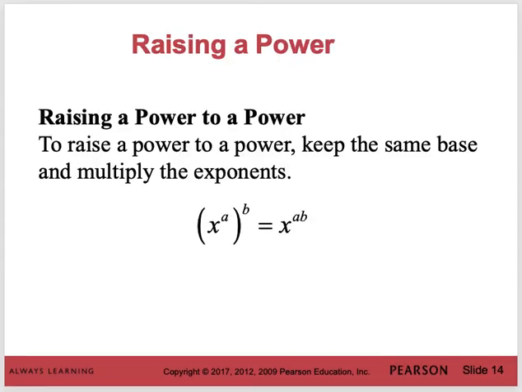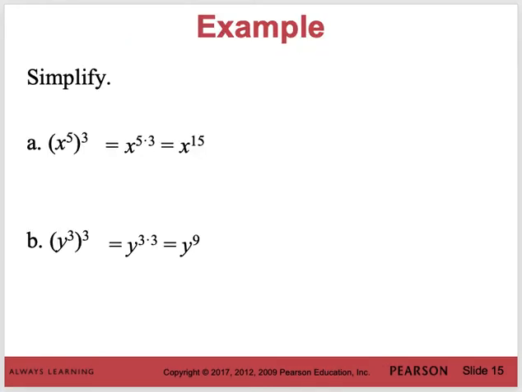Okay, next we can talk about raising a power. So if I have a number that is already raised to a power and we raise that value to a power, all we do is keep the base the same and multiply the exponents, a times b. So here are some examples. We just multiply 5 times 3 to get 15. And the second one, 3 times 3 equals 9.